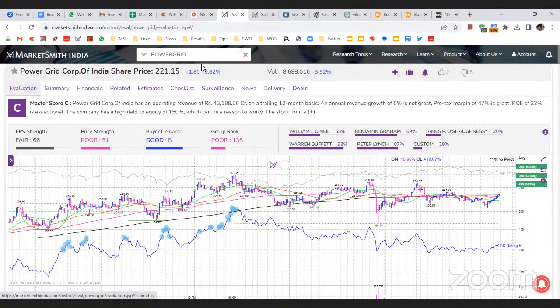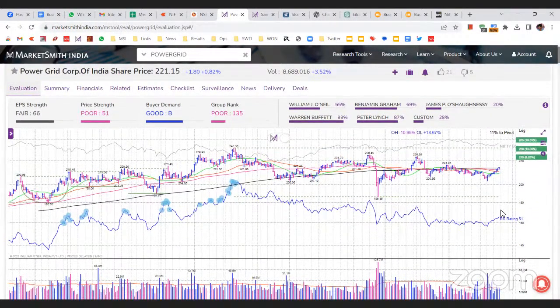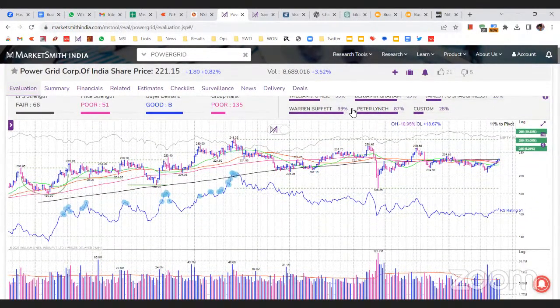Yes, okay, we can start with Power Grid. So Mayuresh gave some idea about the power sector allocation. There is a lot of capacity generation, and on the transmission side also there can be a lot of budget allocation.